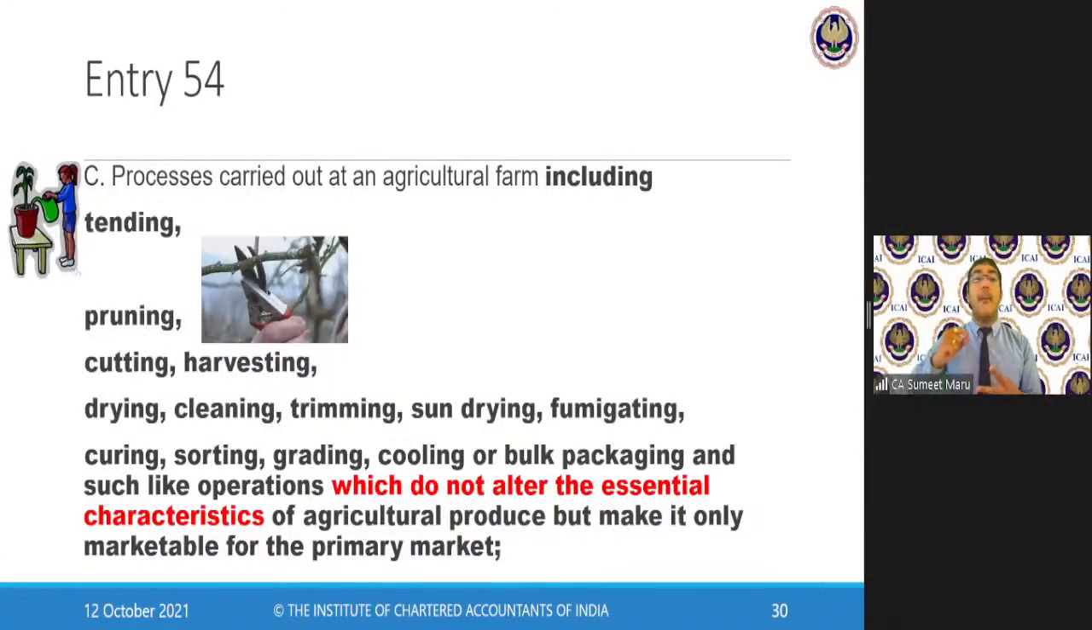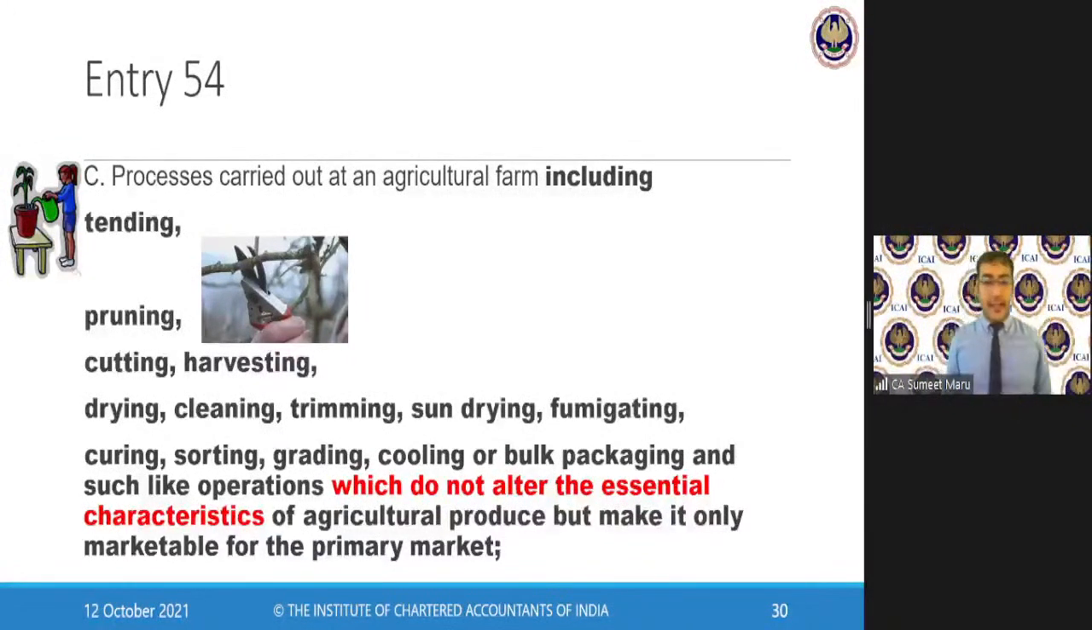Second, pruning. Pruning is where you cut the extra part of the tree which is not necessary, a part that you don't require. That is known as pruning. You can see in this image they are cutting the extra part which is not required. Many times in roses and flower trees it is done so that the plant focuses on the growth of the main product.